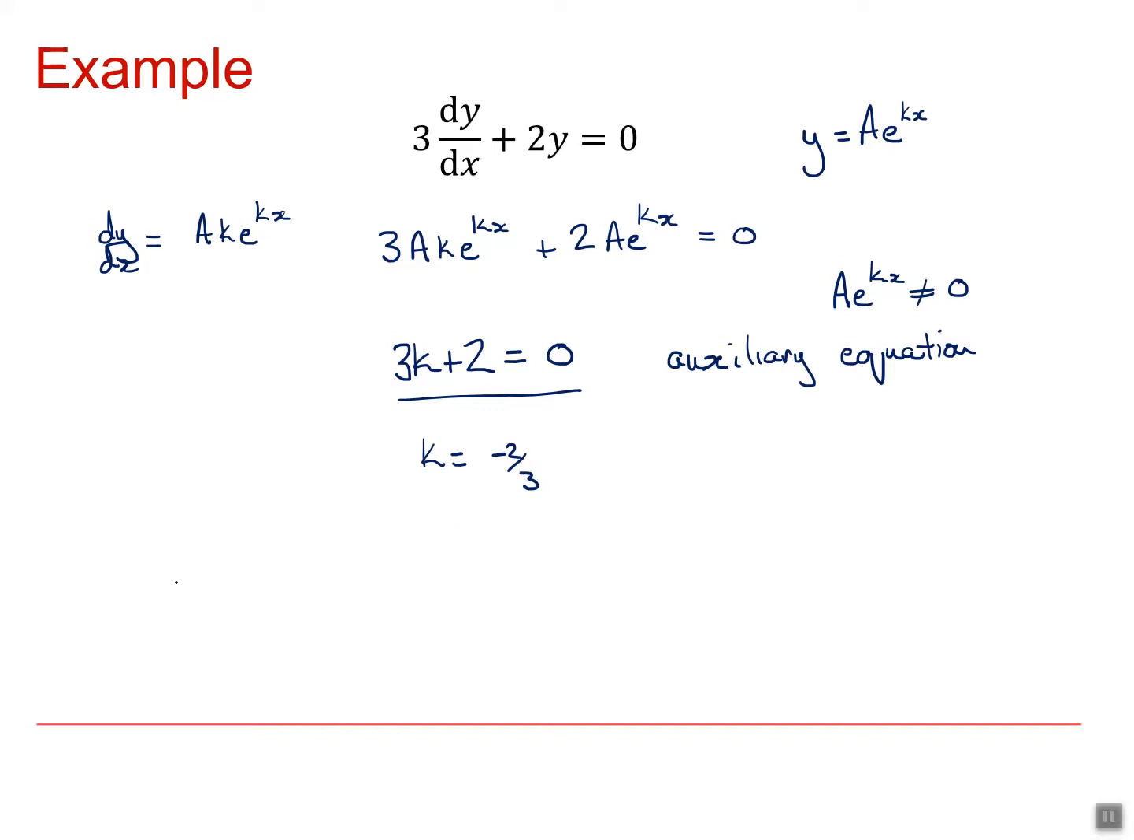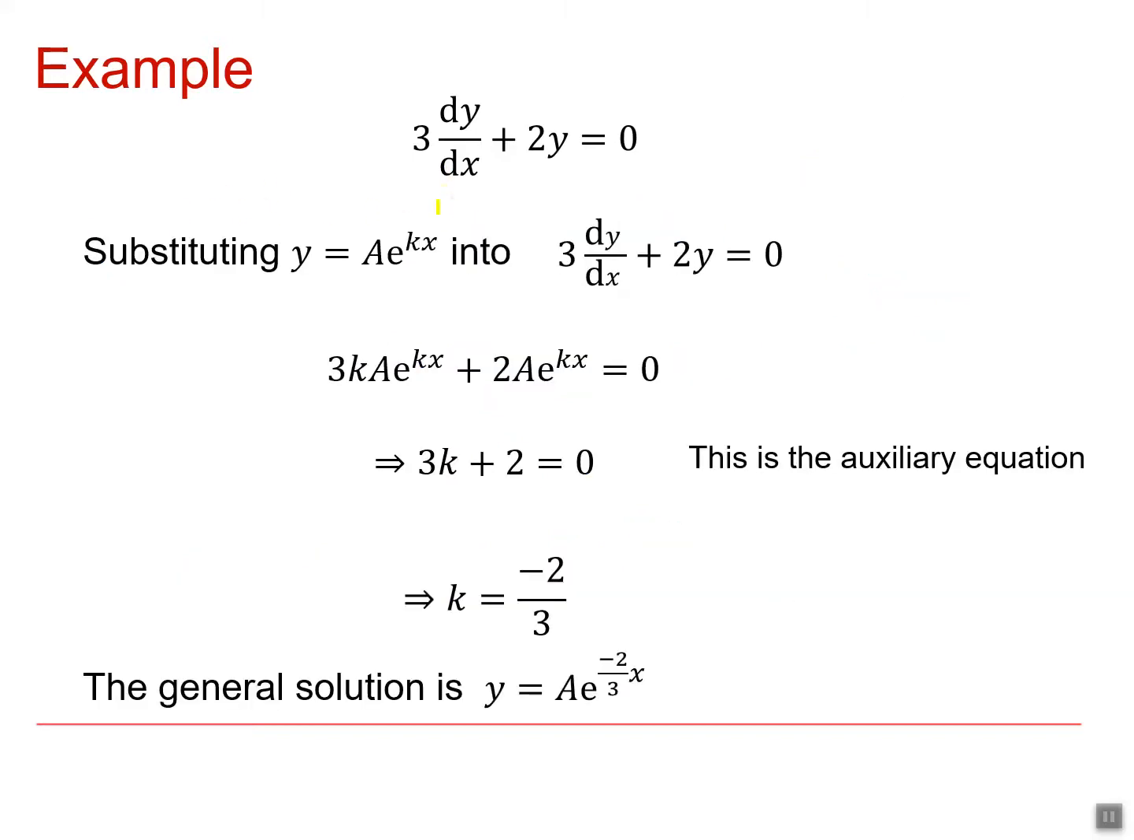And so the general solution for that differential equation is going to be y is equal to a e to the minus 2/3 x. So there it is written up neatly for you. There's the original differential equation. Using this as the form of the general solution, I can substitute that into the differential equation to give me this as the auxiliary equation, and the solution to this gives me the value that I use in the general solution here.